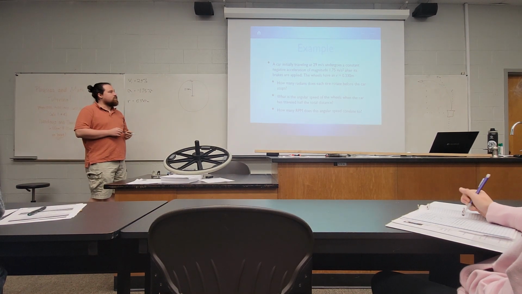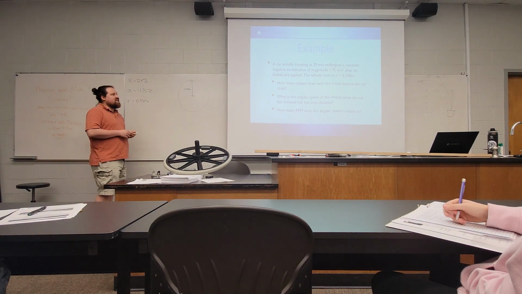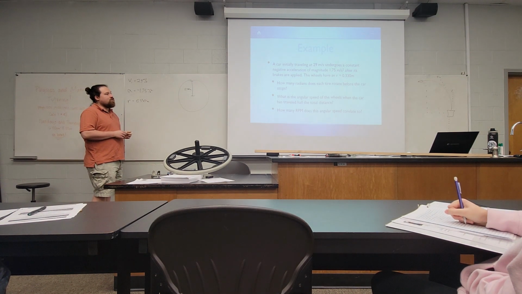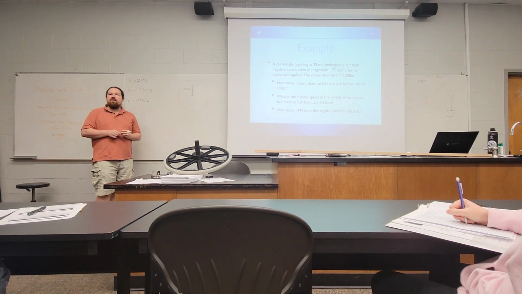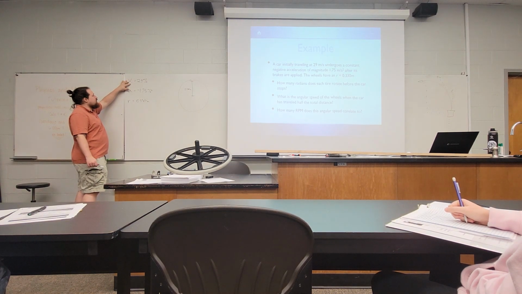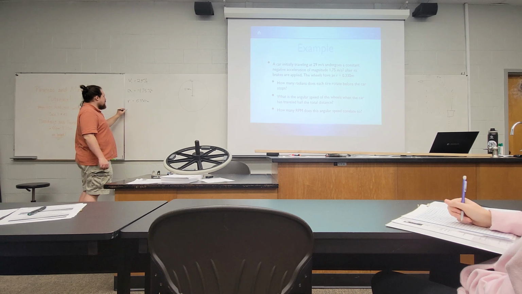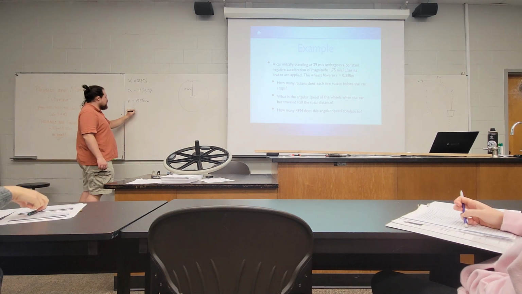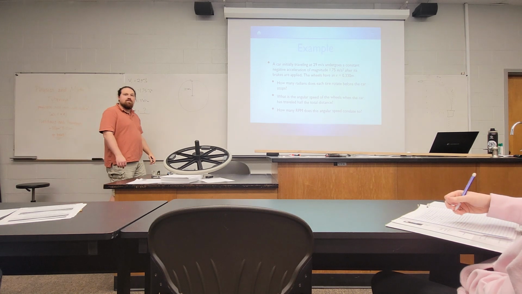So, first question. How many radians does each tire rotate through before the car comes to a complete stop? We've been given linear velocity initial, linear acceleration, radius, and we would like to know delta theta.